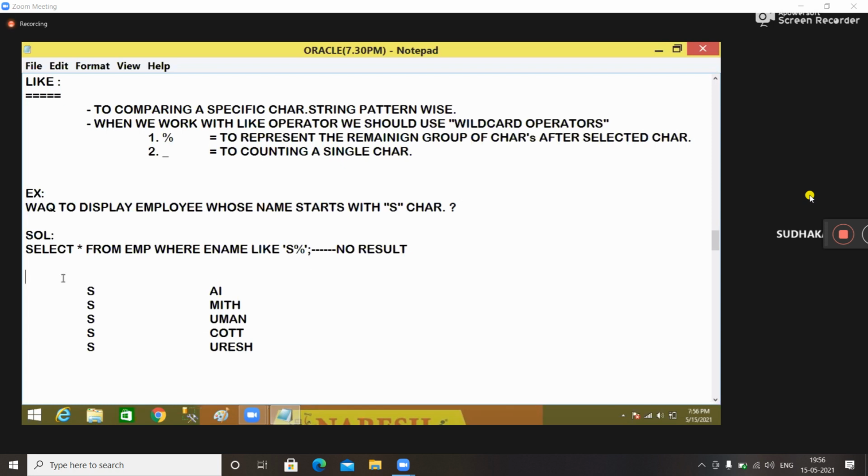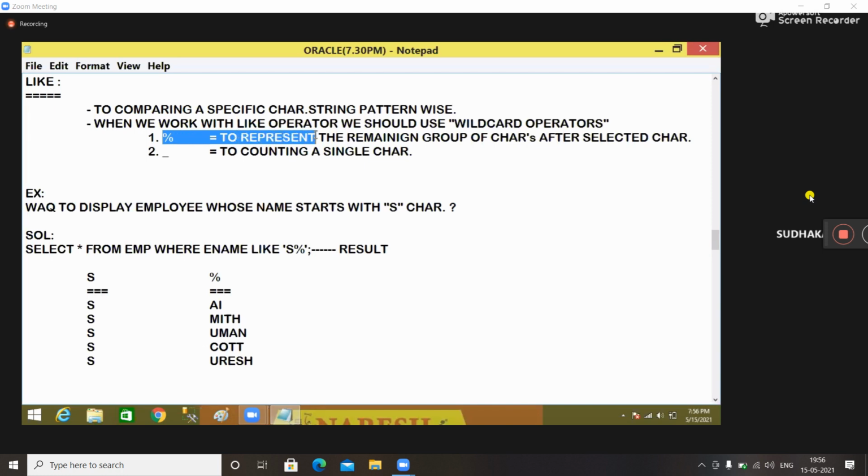Then here S means what? S is representing the first character, and here the percentile is representing the remaining characters. Understand now? So S is representing the first character, and whatever group of remaining characters there are, all these remaining characters will be represented with the percentile. So now when I write select star from EMP where E name like 'S%', it was producing a result. Understand now? So this is what is meant by percentile.